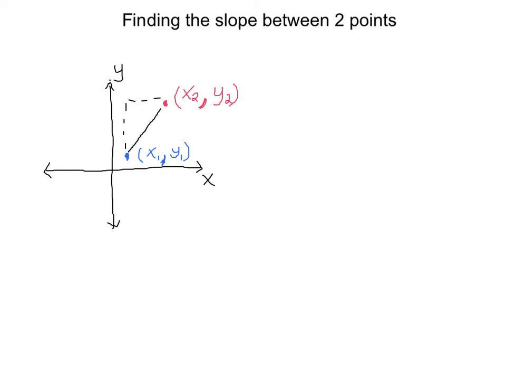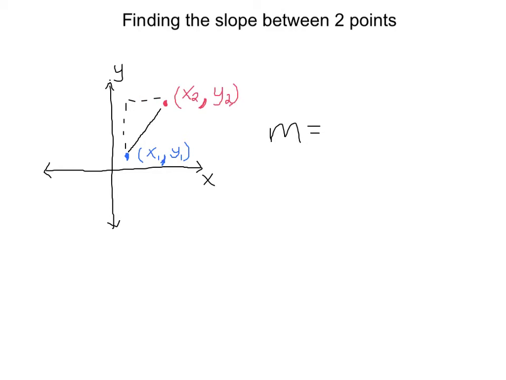So to find the slope between these 2 points, what we're going to do is first calculate the change in height, which would be pretty much this length, and then we're going to put that over the change in the horizontal distance. So for example, we're going to be taking that distance.